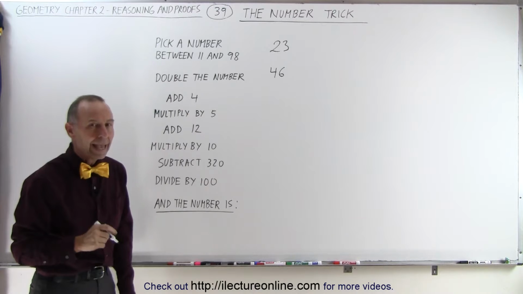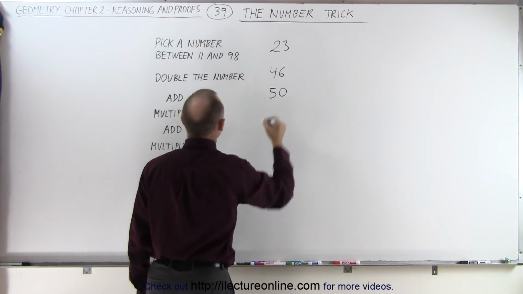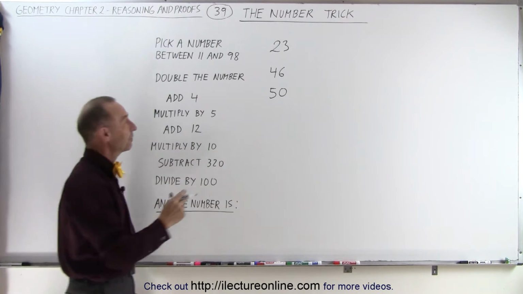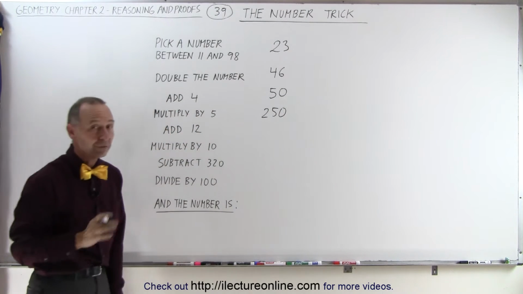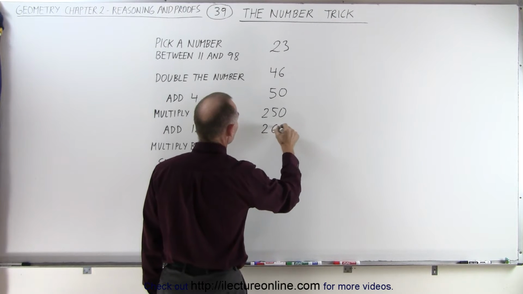And then you tell them, add 4 to the number. All right, that then becomes 50. And then tell them, multiply that number by 5. So they go 50 times 5, okay, that's 250. Then tell them, add 12 to the number. All right, so we add 12 to the number, that would be 262.